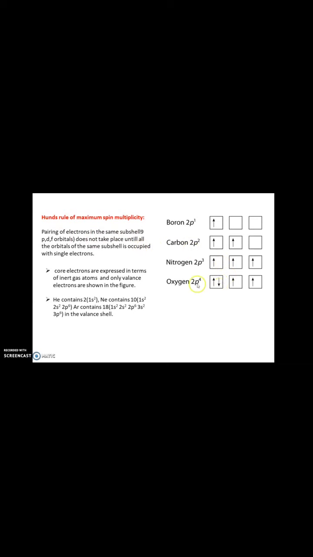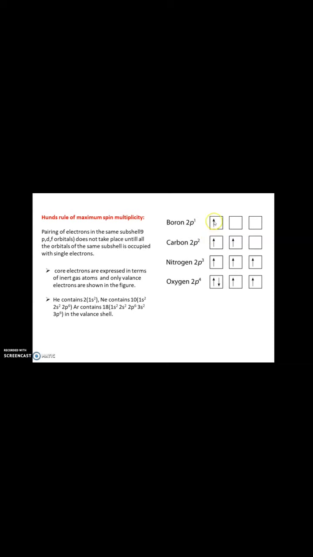That means pairing of electrons will only occur if all the orbitals of the same subcell are filled with single electrons. Then only pairing of electrons will start. Clear? If I give you an example, in case of boron, the 2p1 orbital is there.